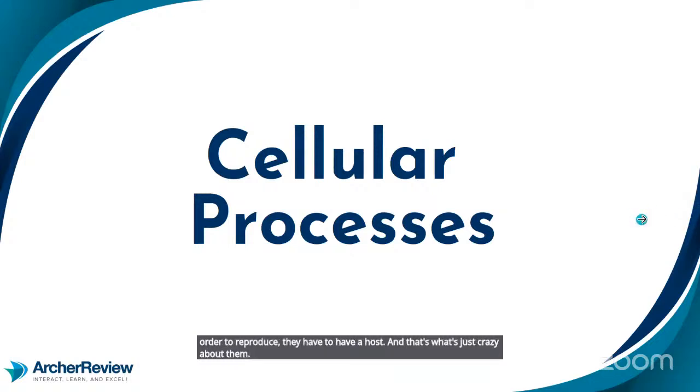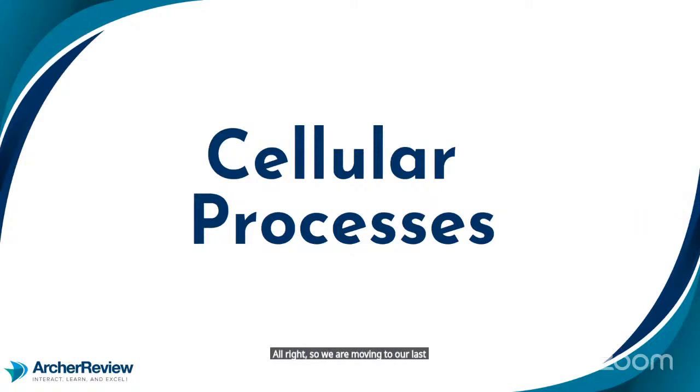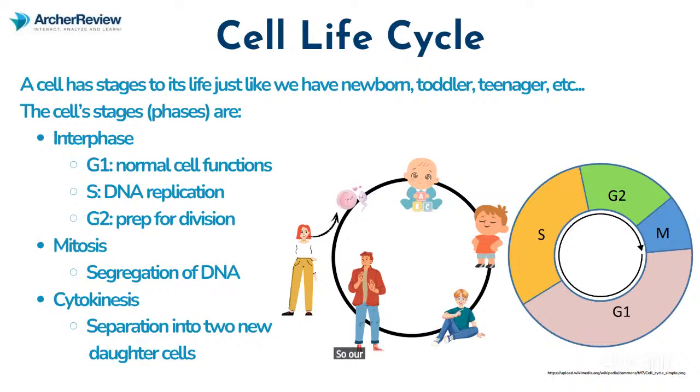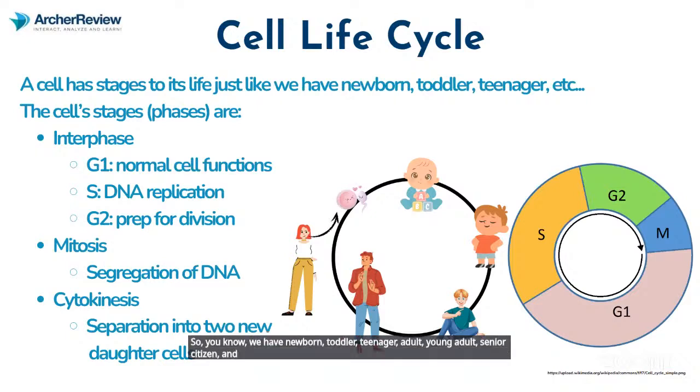All right, so we are moving to our last topic today. Our last topic is cellular processes. So our cells have a life cycle. Much like we have a life cycle, we have stages. So, we have newborn, toddler, teenager, adult, young adult, senior citizen, and so on. Our cells also have different stages of their life.